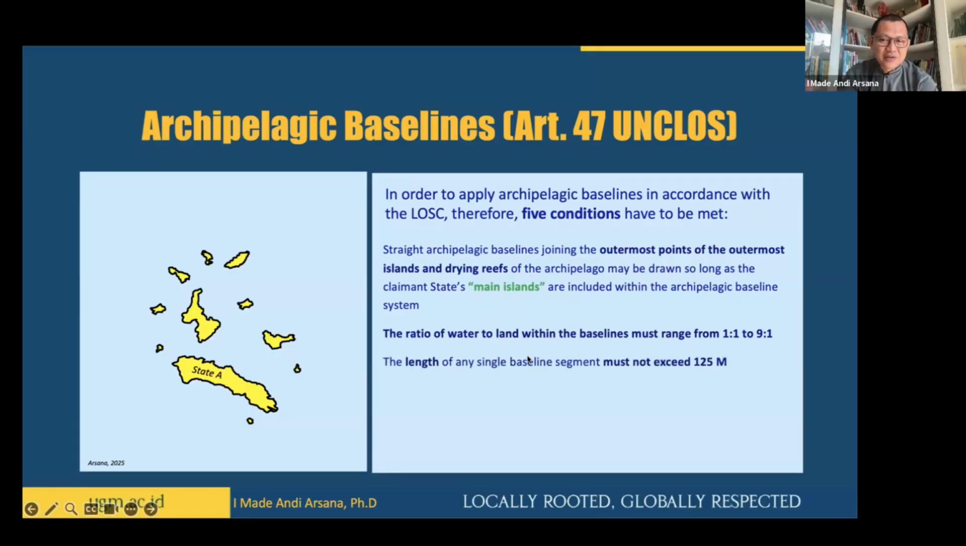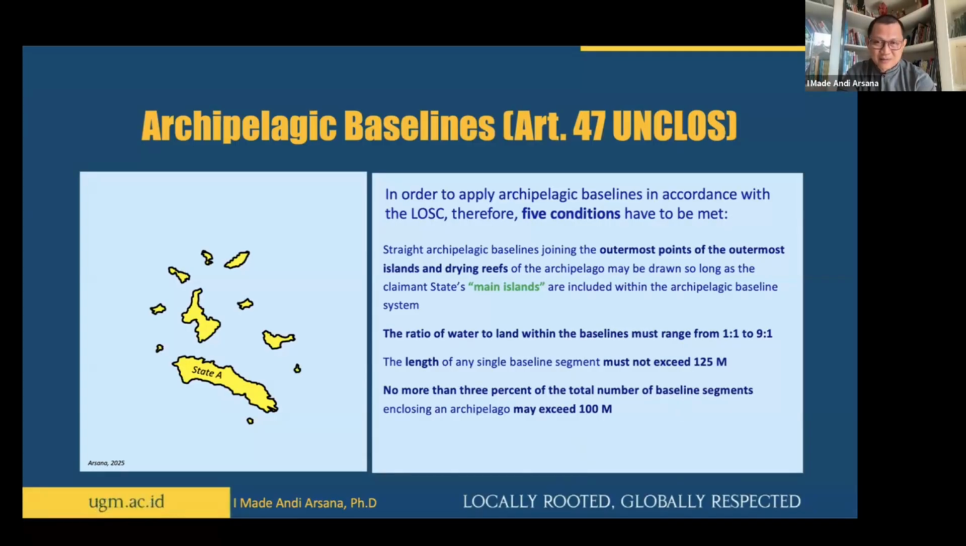Number three, the length of any single baseline segment must not exceed 125 nautical miles. Just for your information, the nautical mile in meters is 1,852. Number four, no more than 3% of the total number of baseline segments enclosing the archipelago may exceed 100 nautical miles. Once again, we talk about this later. And number four, such baseline shall not depart to any appreciable extent from the general configuration of the archipelago.